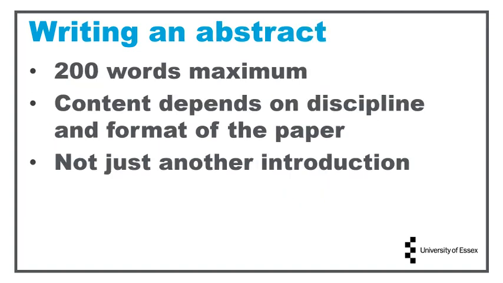After the title, the abstract is likely to be the first thing your audience reads and could help them decide whether to read the article or not. All papers for the Essex Student Journal require an abstract. These abstracts should be no longer than 200 words. The content of the abstract will depend on the discipline, but in general, abstracts describe the background, methods, and results, or in the case of an essay, the main argument and conclusions. It's important to remember that the abstract is not just another introduction, it should summarise the entire paper.